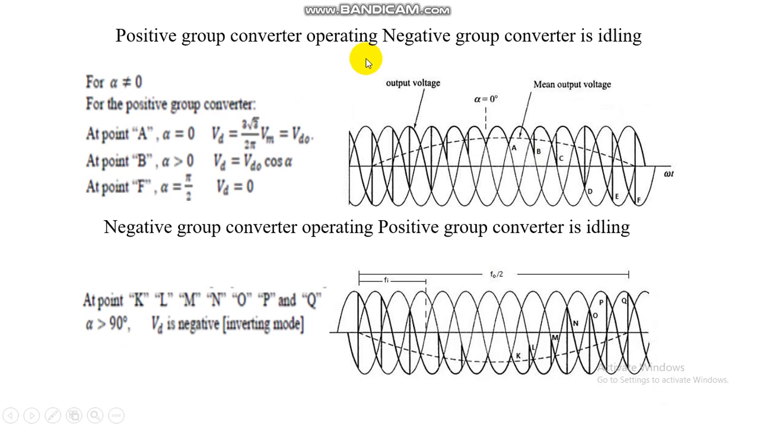Positive group converter operating, negative group converter is idle. When it is happened, this is the output. We are getting the points like that: A, B, C, D, E, F. For that, these are some idea about the mathematical things. When the negative group converter operating, positive group converter is idle. In that case, this is the output that we are getting: K, L, M, N, O, P, Q, R.